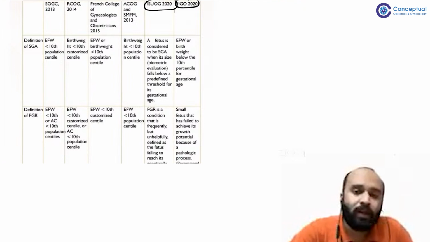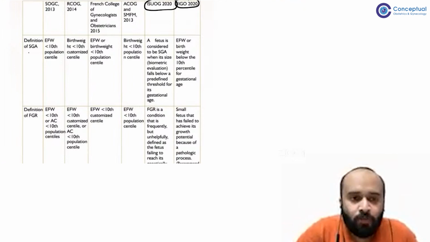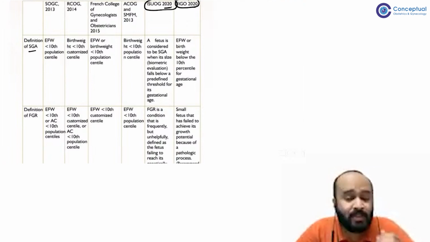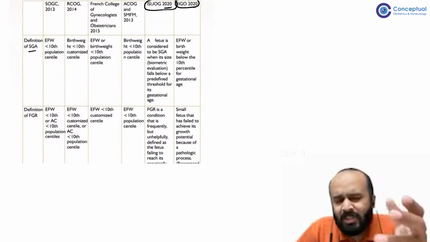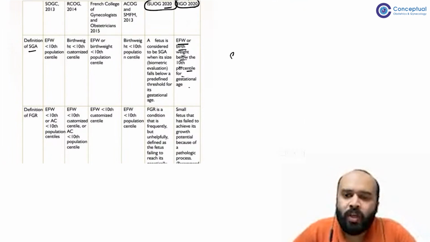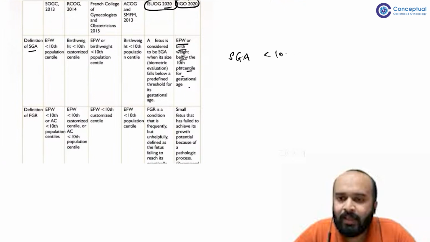So the ultrasound criteria will be used. The definition of SGA, as quoted as recently as 2020 by both of them, let me just talk about FIGO right now: estimated fetal weight or birth weight below the 10th centile for gestational age. So SGA is basically when the fetal weight is less than the 10th centile.